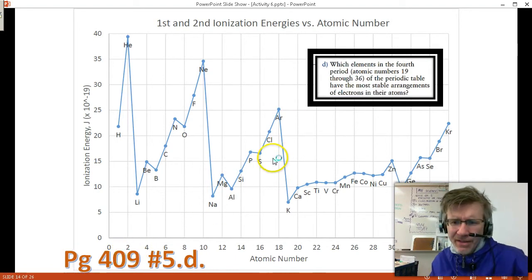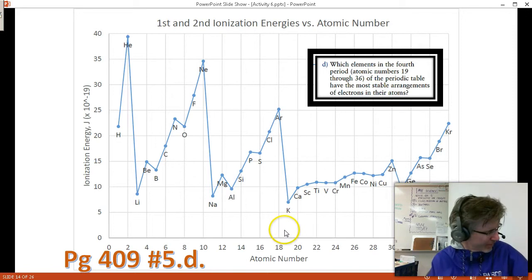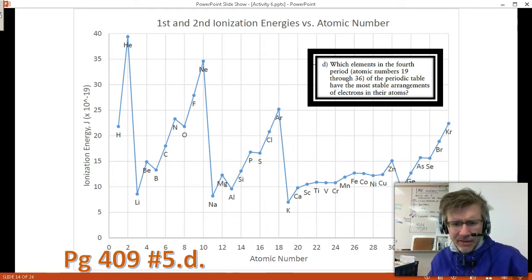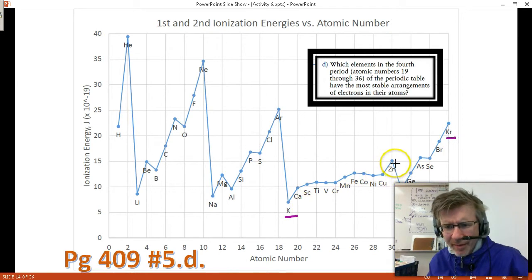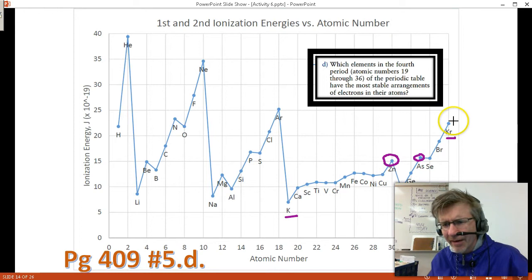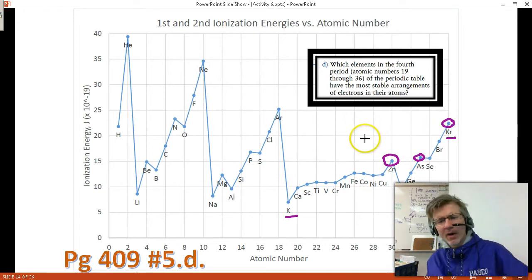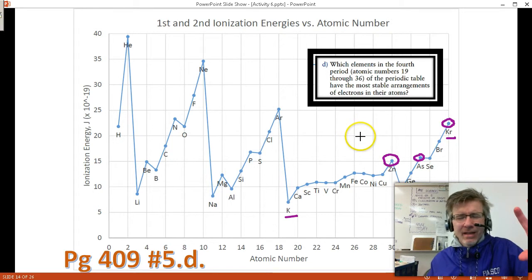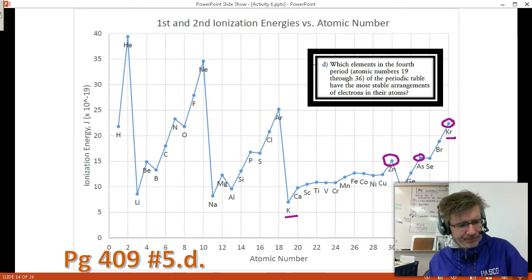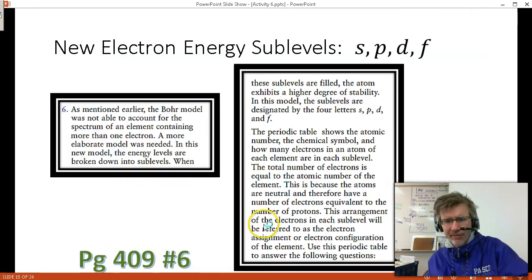All right. And now let's do, in the fourth period, 19 through 36. That's potassium through krypton. So here we go. I'm at potassium, and I'm going through krypton. Which elements seem to have a little bit more stability than their neighbors? Holy cow, zinc seems to be a little bit more stable than its neighbors. Maybe arsenic in a slight way, but definitely krypton. So we might expect these atoms to have something about them in their behavior or how they react with other things to be a little more stable than their neighbors. All right, that was 409, 5D.